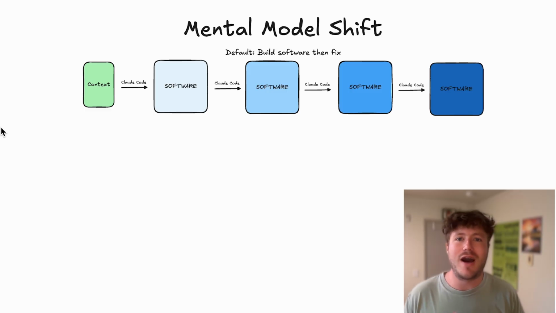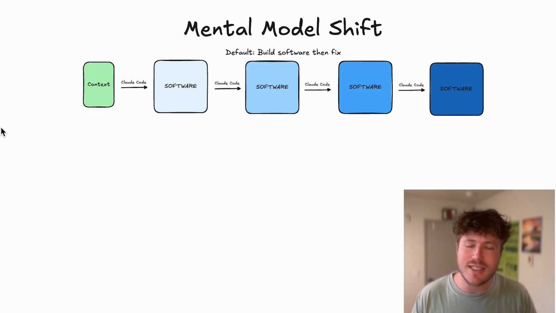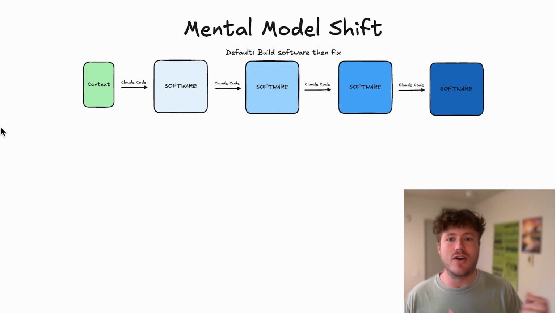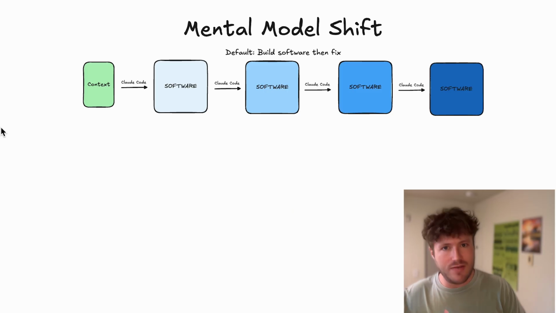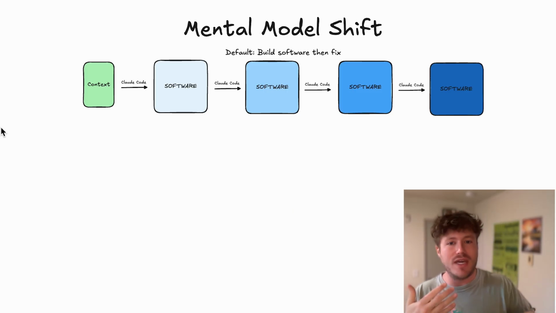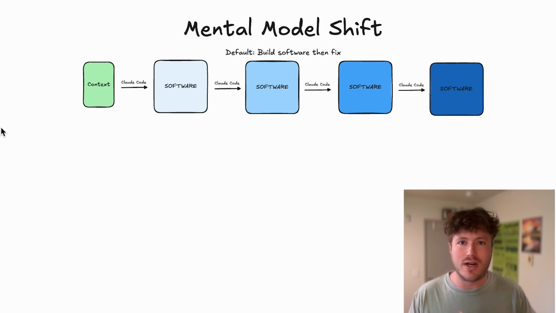I want to talk about how you can change your mental model a little bit to get better results when operating Claude Code. I think this is how people typically build software, which is they give a prompt and Claude Code builds some software. They go test it, they find something wrong, they go back to Claude Code, give it a new prompt to fix it, you get a little bit better version. You just repeat that over and over until you finally have the product that you want.